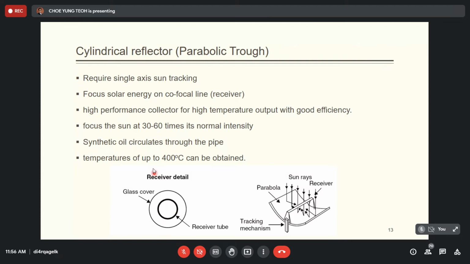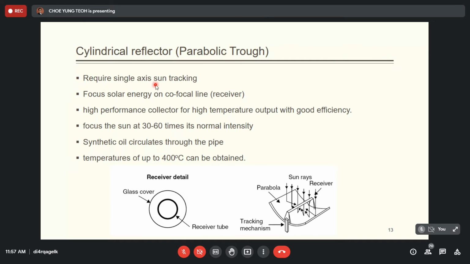The temperature can go up to 400 degrees Celsius. And the surrounding, maximum, I think 35 degrees Celsius. So the heat loss would be very huge. So we need a glass cover to give a vacuum condition to avoid heat loss from inside.